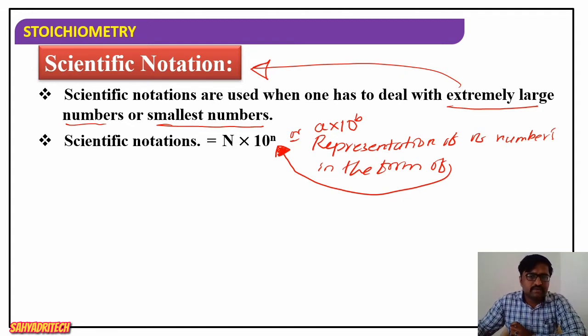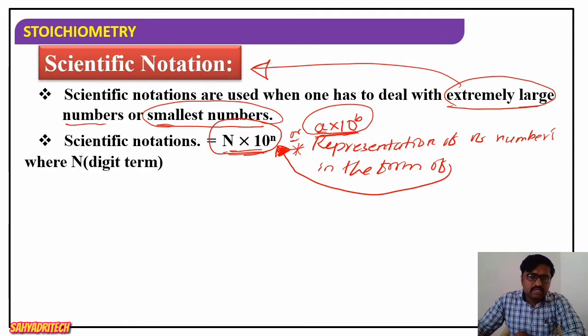Understood? What is scientific notation? It is the representation of extremely large or smallest numbers in the form of N into 10 raised to n, or I can say a into 10 raised to b. When one has to deal with extremely large numbers or very, very small numbers, we have to go for scientific notation. How are we representing the number here? The number is represented in the form of N into 10 raised to n, or else a into 10 raised to b.